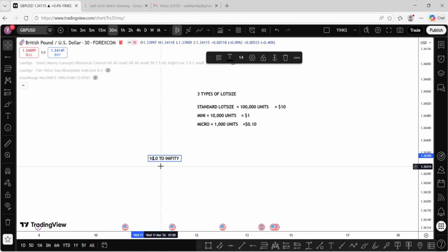can accommodate it, right? So this 1.0 lot size, which is a standard lot size, how much is it? It equals $10 per pip per move. So once you're in for a buy and the market goes 1 step in your favor, you're making $10 in your account.